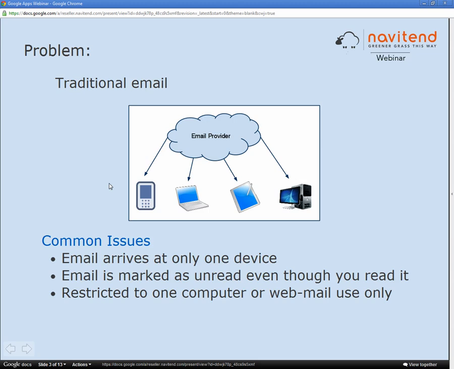And the third and final issue is that you're restricted to one computer or to webmail use only. To avoid those issues, you might only use your desktop to do your work email because you don't want to have problems with receiving emails. So that's kind of the problems that arise from traditional email.